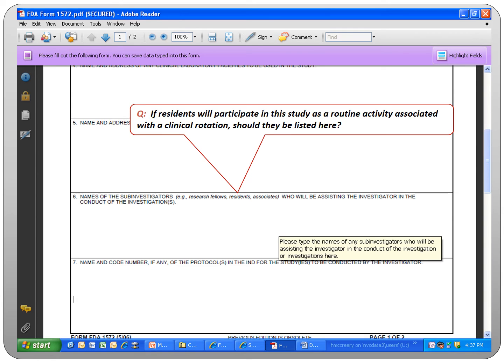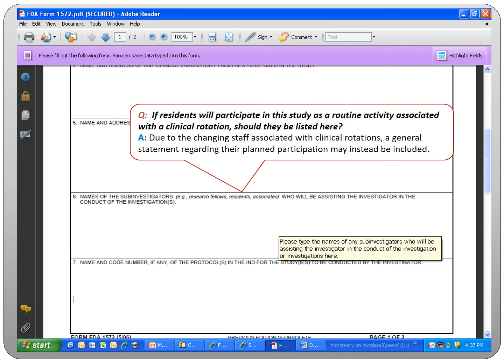If medical residents participate in the study as a routine activity associated with a clinical rotation, should they be listed here? And again, the FDA is pretty practical. They said, nah, not really. You're going to have a rotation, so 4, 6, 8, 12 weeks at most, right? In these clinical rotations, they're going to rotate through. So you're going to have a new group of residents every so often.